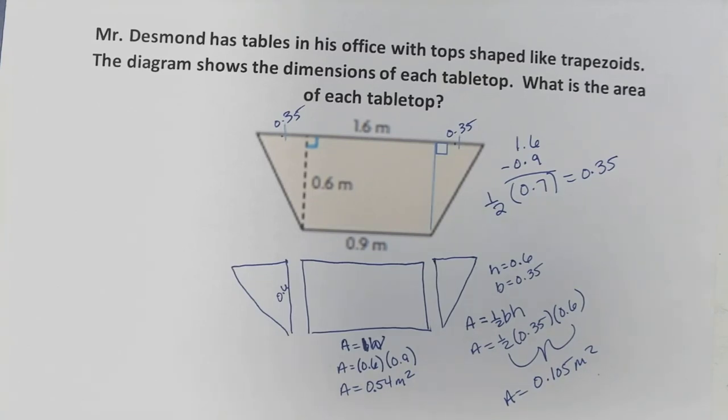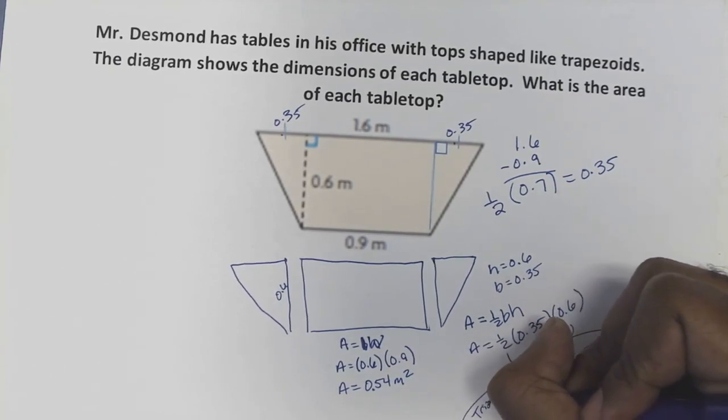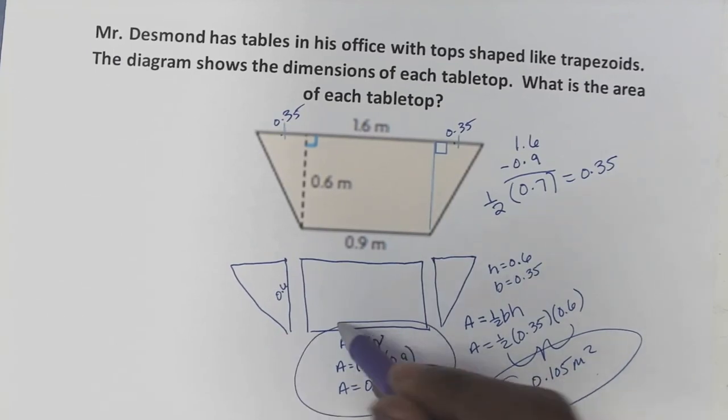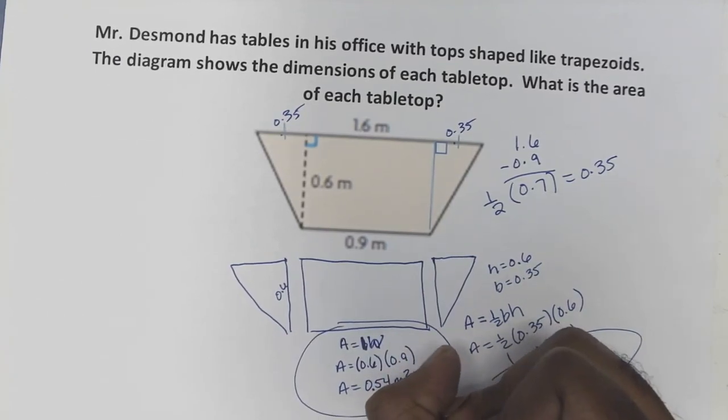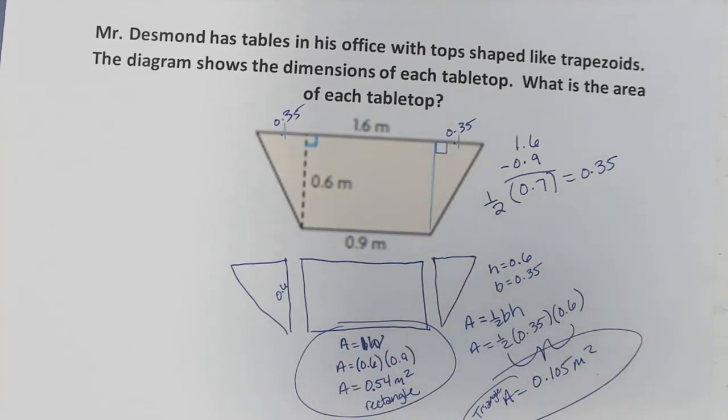So now, what is the problem asking us to do? The area of the tabletop. So how can we find this? Knowing that we have the area of our triangle, then the area of a rectangle, what do we do? Correct, we can add up every piece to do our area of our tabletop.